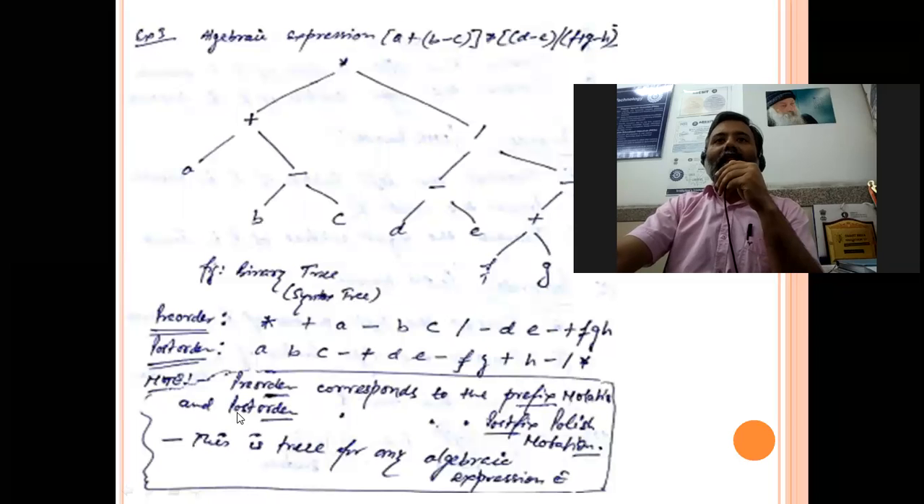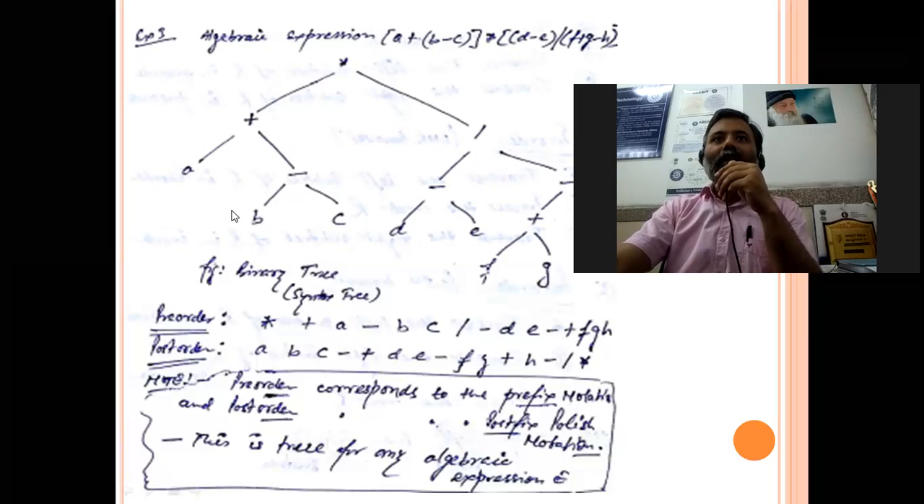Now, algebraic expression. We can represent any algebraic expression by binary tree and we have benefit of it. Suppose this is the expression we have, for example, a plus b minus c multiplied by d minus e divided by f plus g minus h. So this is the syntax tree, a kind of syntax tree, and it is also a binary tree. So we are representing operator in internal node and the operand at leaf node.